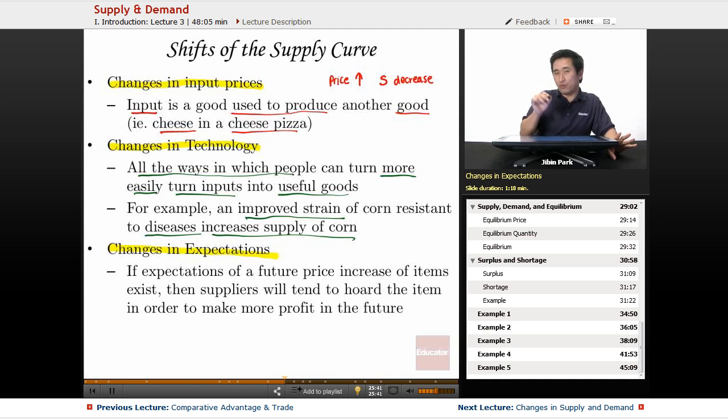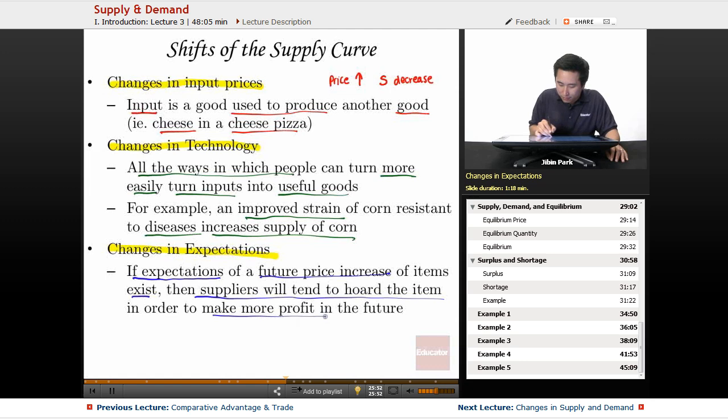And we talked about this in changes in expectations. This can work both for supply and demand. So if expectations of a future price increase of items exist, then suppliers will tend to hoard the item in order to make more profit in the future. So let's say you have an item that you're selling and the price is $10. And let's say you have 100,000 of these items. And you anticipate the price to increase to $15.